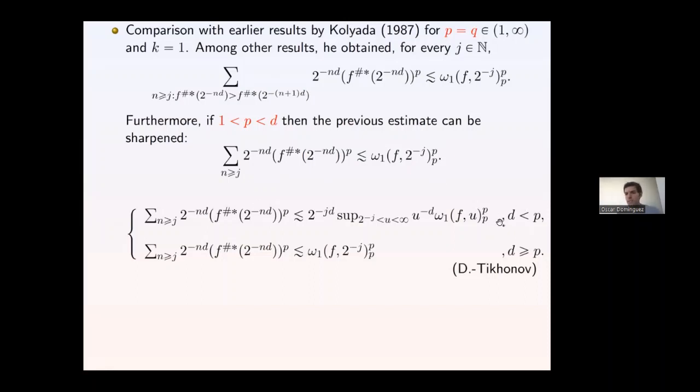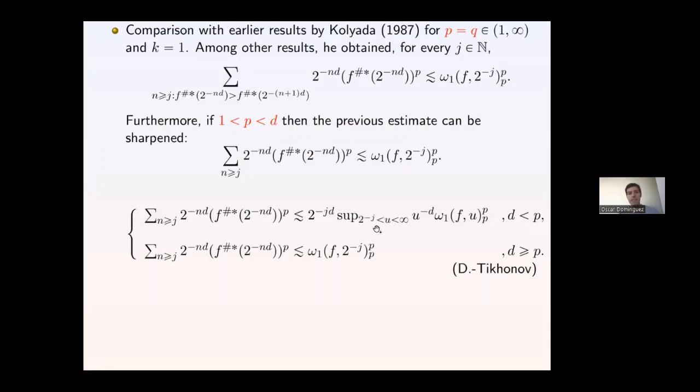So first, let us concentrate on, I would say, the most interesting case, I mean, when the integrability is strictly larger than the dimension. So in this case, our left-hand side is better than the left-hand side in Colliada, because here we're dealing with the standard sum. On the other hand, dealing with the right-hand side, Colliada is better because he's able to remove this sup on the right-hand side.